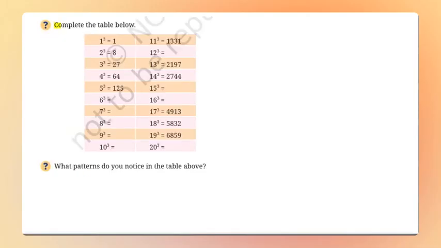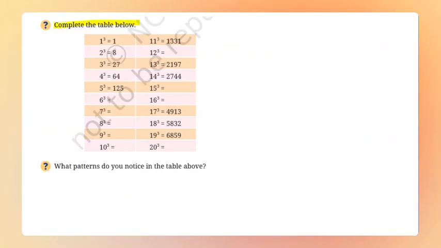Now the next question is to complete the table below. So here the cubes are written. 1 cube is given as 1, 2 cube is given as 8, then 3 cube is 27, 4 cube is 64, 5 cube is 125. And how did all these come? You have just multiplied the number by itself 3 times. So suppose you have to find the 5 cube, what would you have done? 5 times 5 times 5. 5 times 5 is 25, 25 times 5 is 125, and from here your cube values have come.